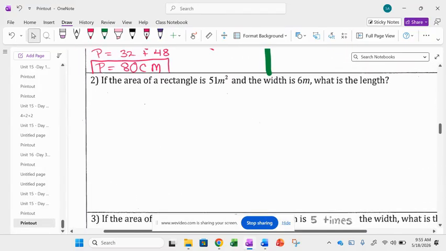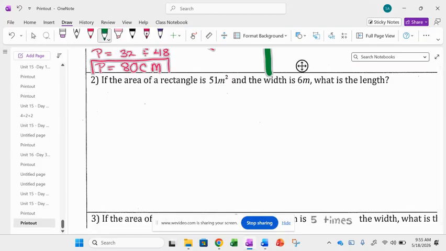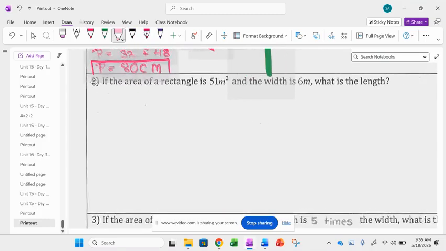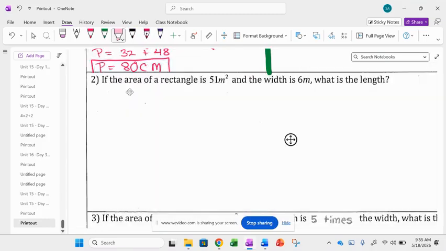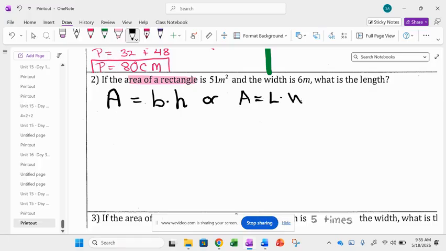Okay. If the area of a rectangle is 51 meters squared and the width is 6 meters, what is the length? Because they're saying area of the rectangle, I'm going to write out my area formula. So area equals base times height, or area equals length times width. Do we agree? Those are the two formulas, same thing for area. But now they're saying the area is 51. Well, if they're saying the area is 51, shouldn't that go in for the A?